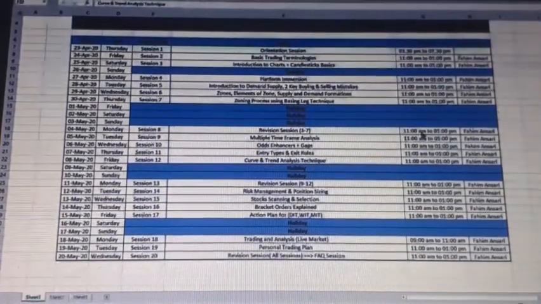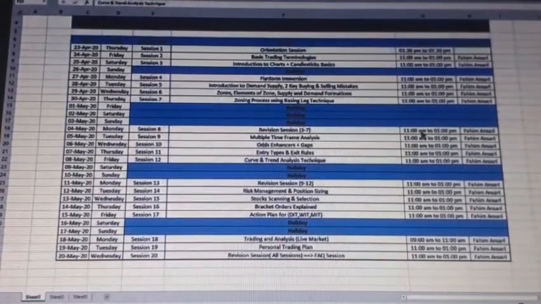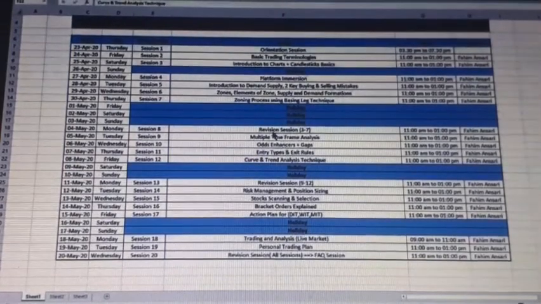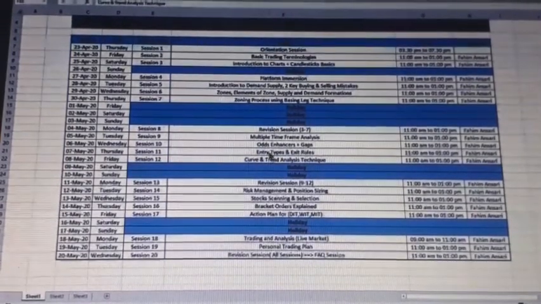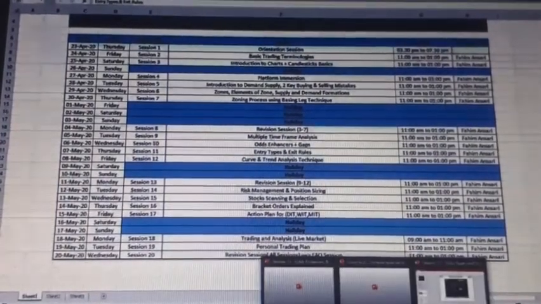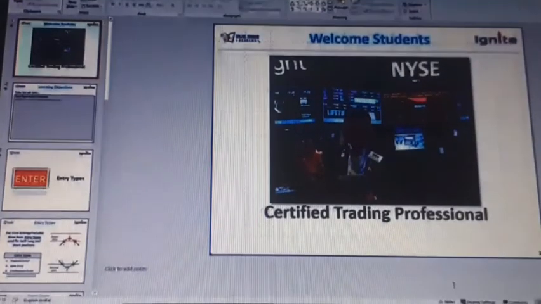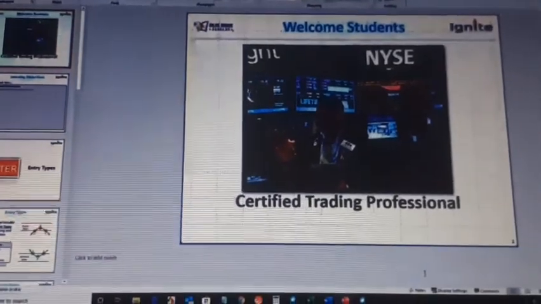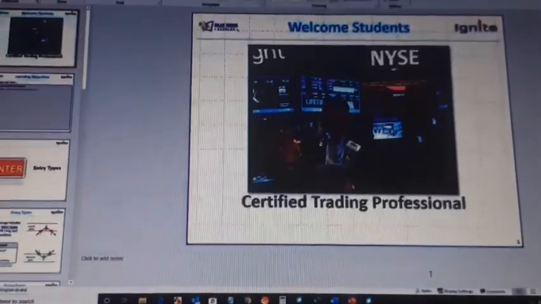Okay, so this was what we covered yesterday. So now let's have a look at entry types and exit rules. You'll come to know when we do the curve tomorrow.